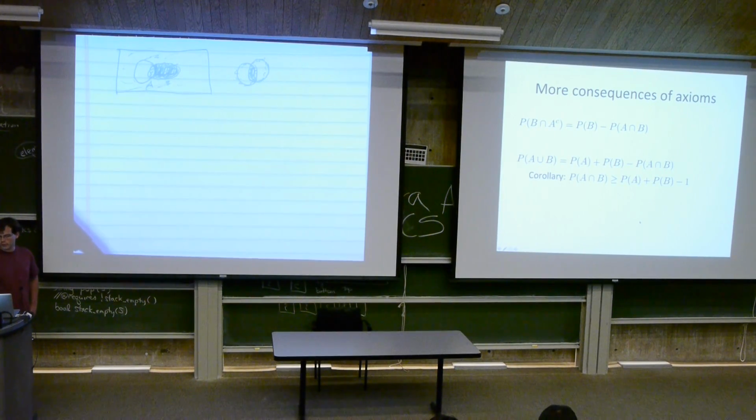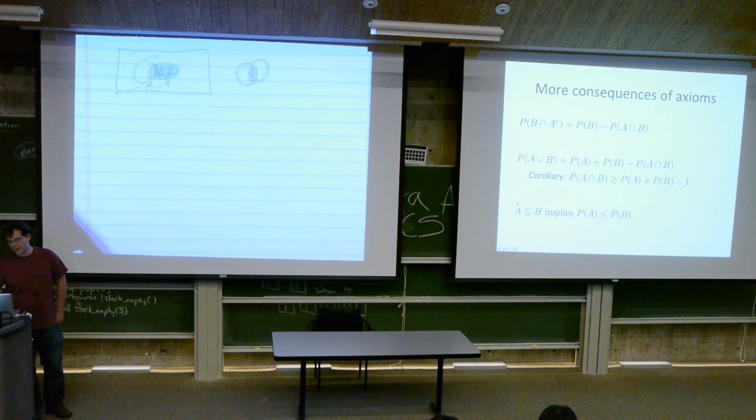Okay, and another identity, or not an identity, but if A is a sub-event of B, so if A happened, then B necessarily happened, then of course the probability of A can't be bigger than the probability of B.